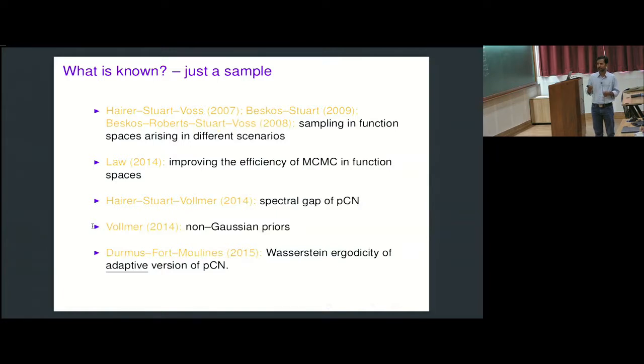And in this paper, they mention Vollmer's result just in passing, that Vollmer also works on non-Gaussian path priors. And then this is the paper that I just learned about last week. Professor Fort mentioned that they talk about Wasserstein ergodicity in an adaptive version of pCN. So what is adaptive now? They did not even talk about that yet.